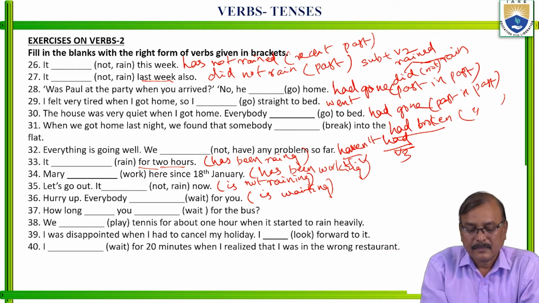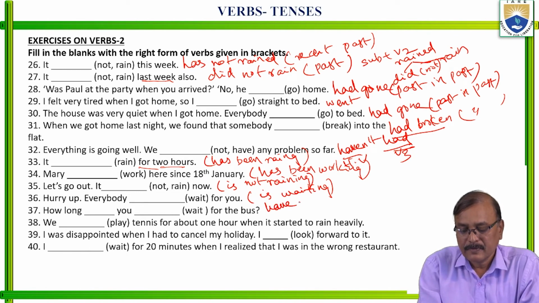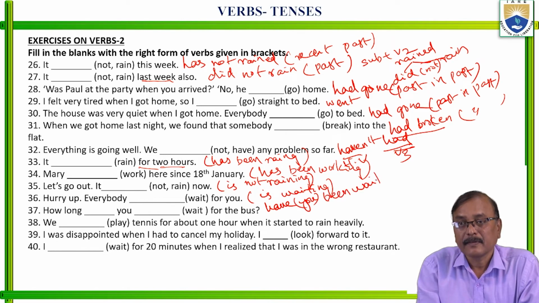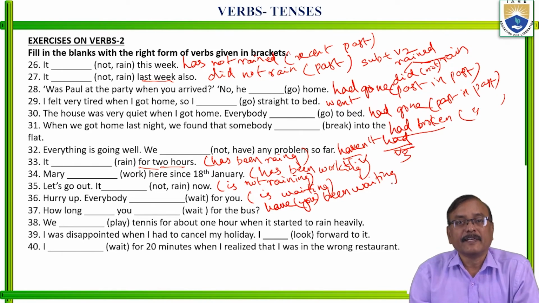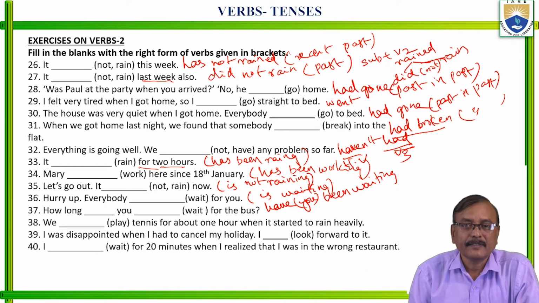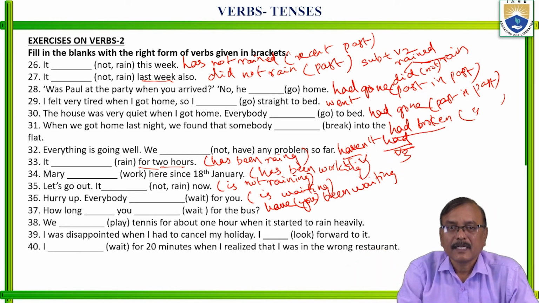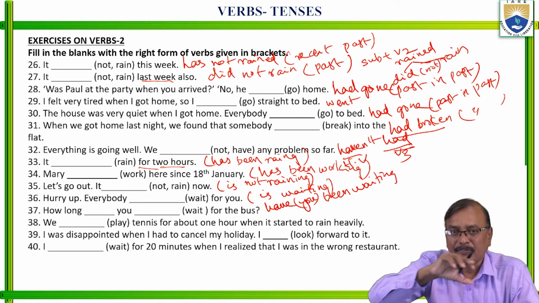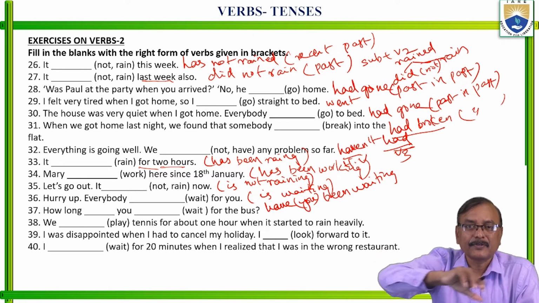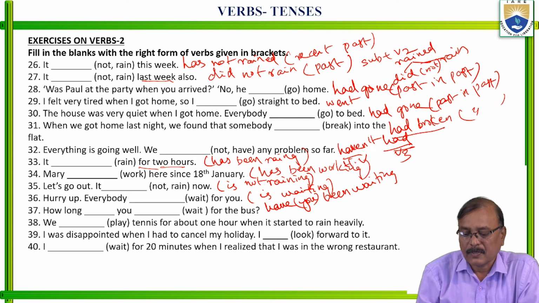Okay? How long have you been waiting for the bus? I have been waiting for the bus for 1 hour. I have been waiting for the bus for 20 minutes. Is it clear? For plus time. How long is? Okay. For 1 hour or for half an hour, for 2 hours, for 2 days, like that. That is a duration. Okay?